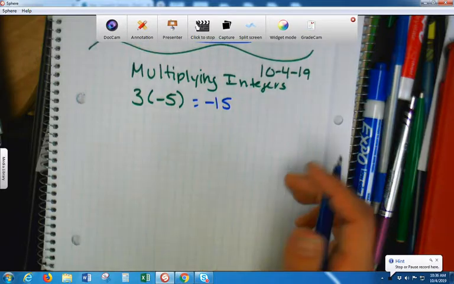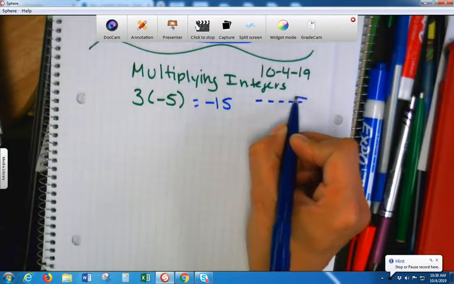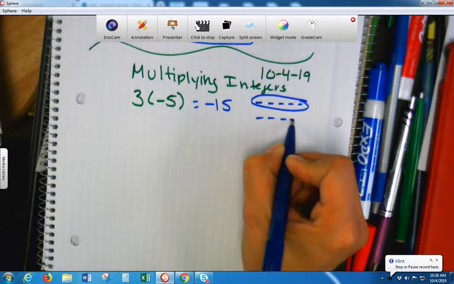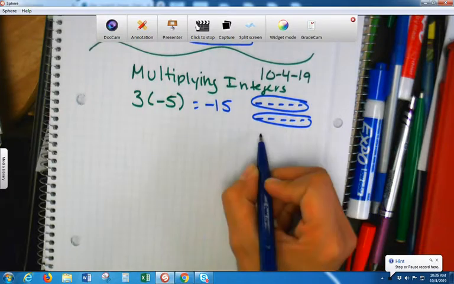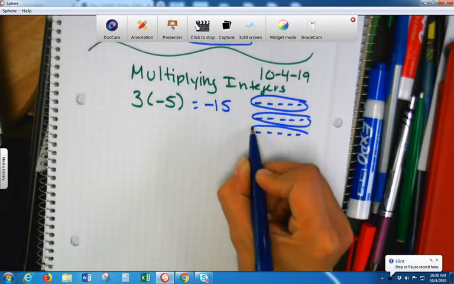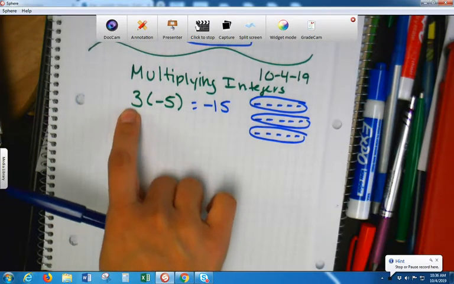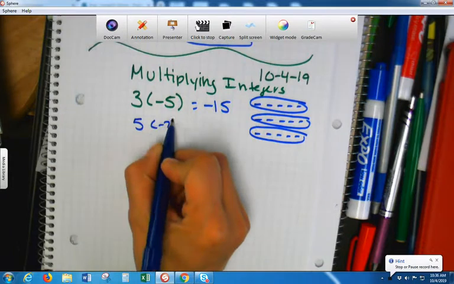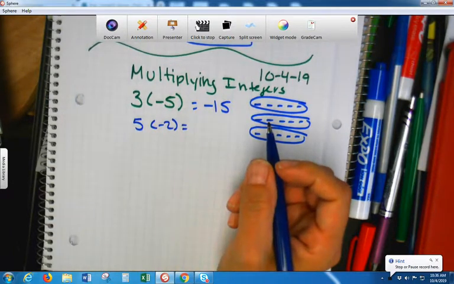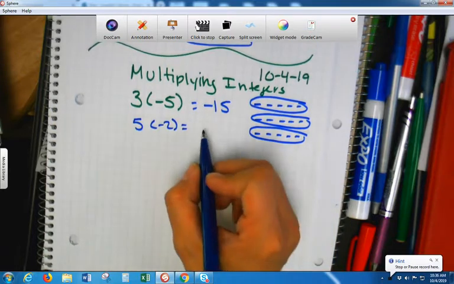Remember yesterday we had 1, 2, 3, 4, 5? Am I done? No. What do I need? One more group of 5, right? So I have these 15 negatives. That's what this means: 3 groups of negative 5. What if it's 5 times negative 2? 5 groups of negative 2, which is negative 10.